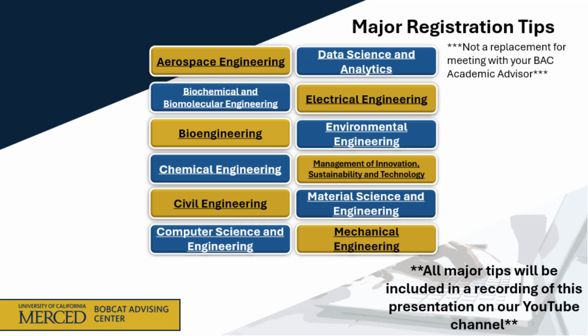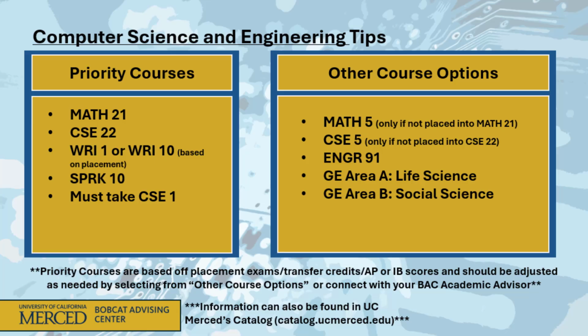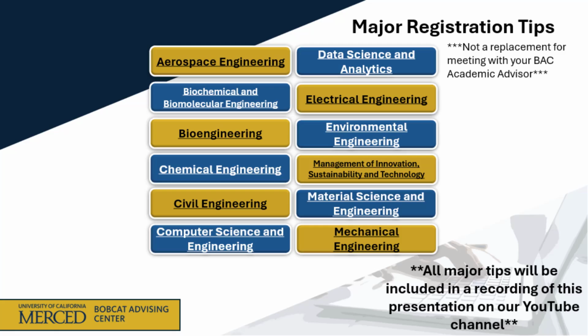Let's select Computer Science and Engineering as another example. The prioritized courses for the fall semester are Math 21, CSE 22, Writing 1 or Writing 10 based on the placement, SPARK 10, and CSE 1. CSE 1 is the introductory seminar course for the fall semester. At the end of this presentation, we will be going through the other majors for the School of Engineering and reviewing the prioritized courses for each major.